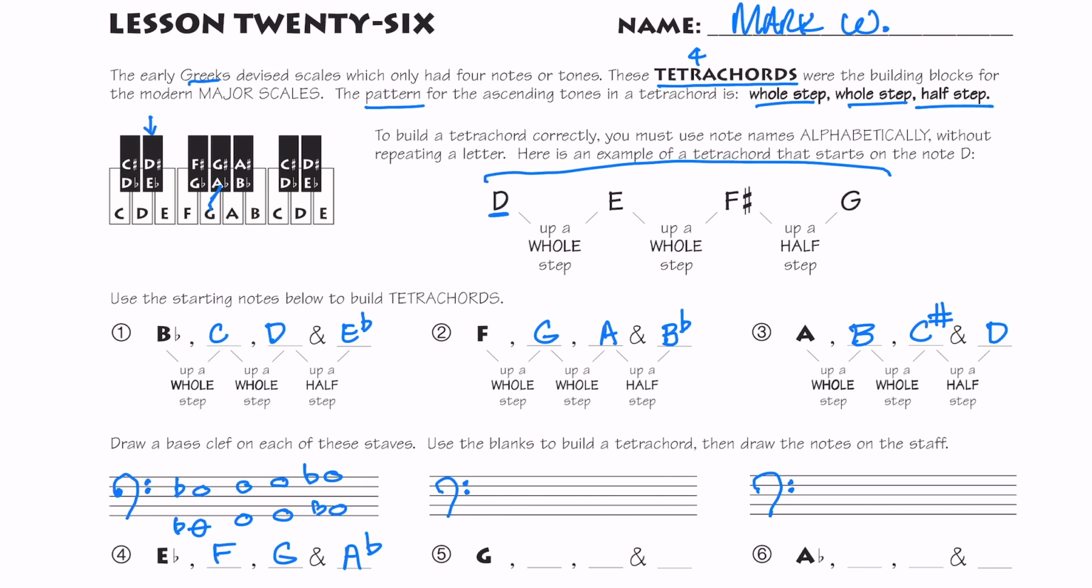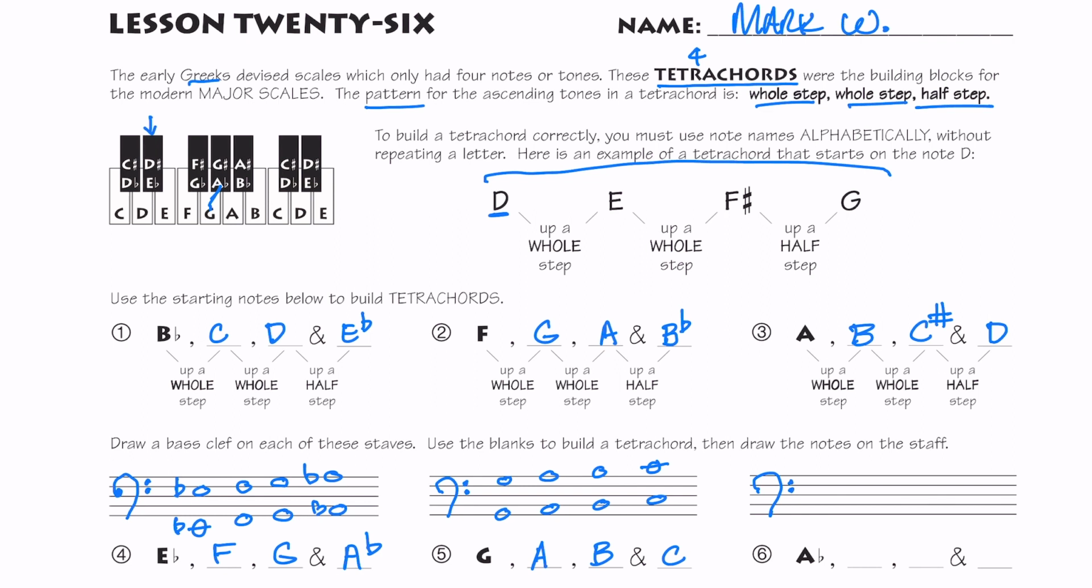Number 5, G. Now I'm going to imagine my keyboard instead of using the keyboard that's on the page, okay? G, up a whole step, I think of G, G sharp, A, up a whole step, A, B, and up a half step, B, there's no B sharp, B sharp is C. So if I'm down here, I go G, A, B, C, no accidentals. Or I could do it up here, G, A, B, and then C is going to have my ledger line.